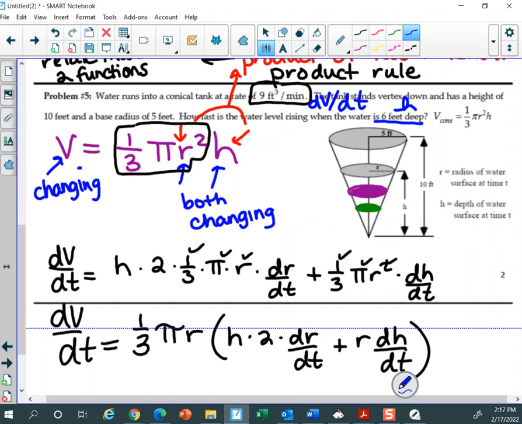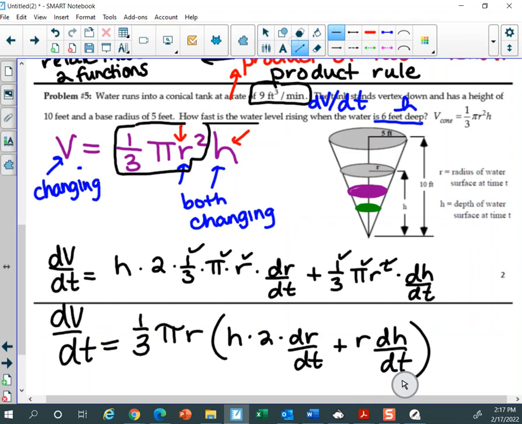That's the height. They're asking us for dH/dt, and we don't know what dr/dt is. So that's a second wrinkle in this problem.